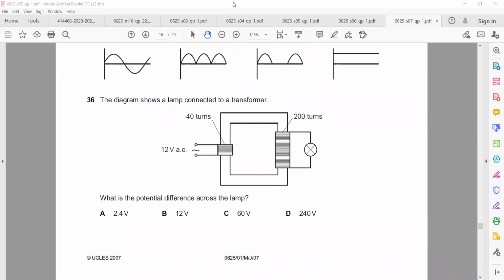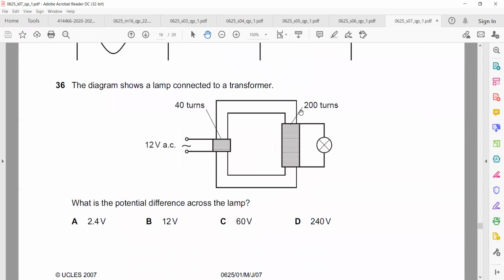Question 36. The diagram shows a lamp connected to a transformer. What is the potential across the lamp? That means output voltage. You can clearly identify this is a step up transformer, so it cannot be 2.4 or 12. So higher voltage will be there.